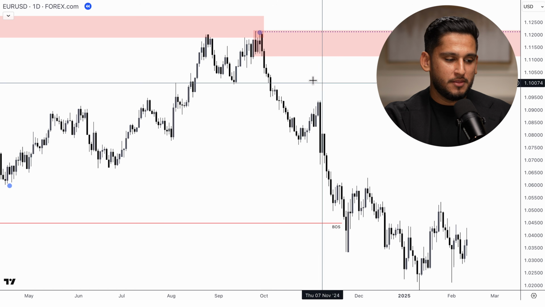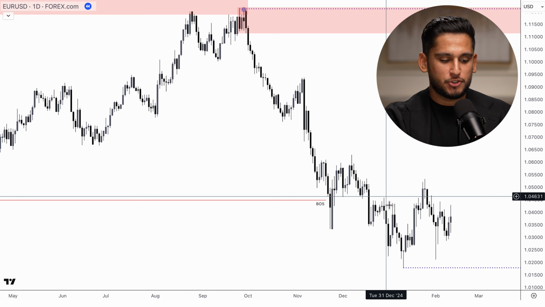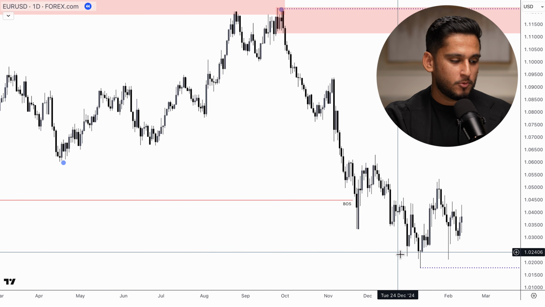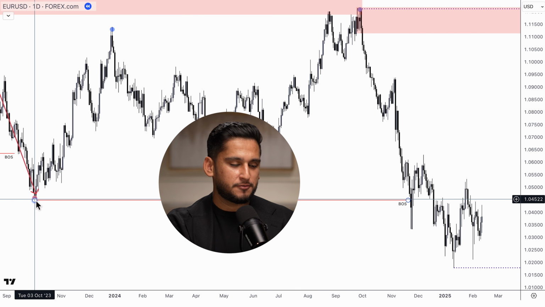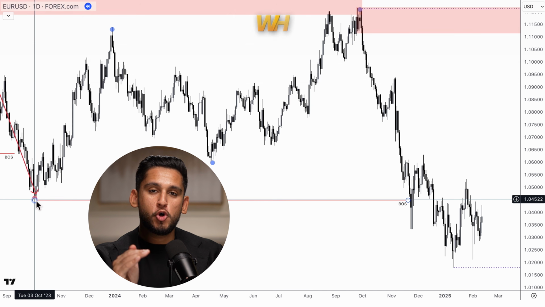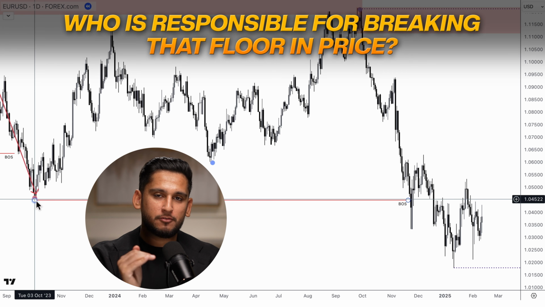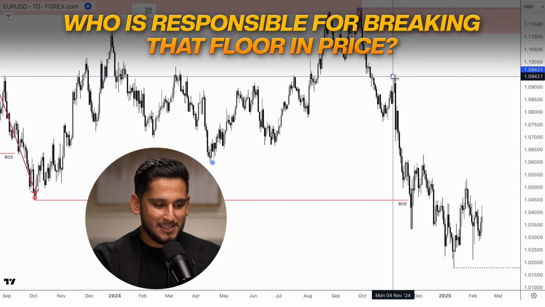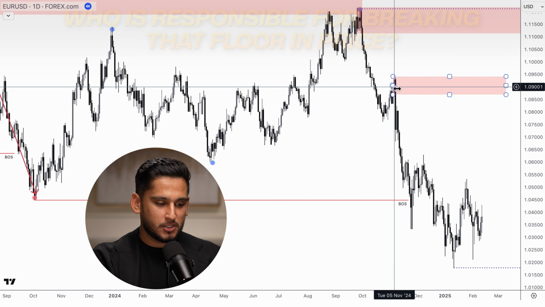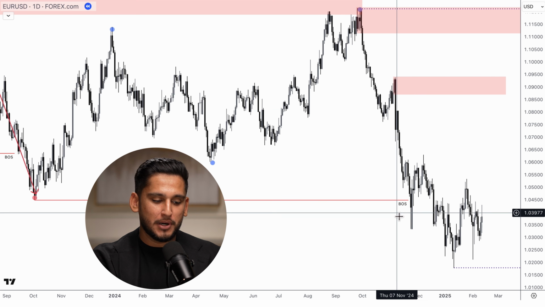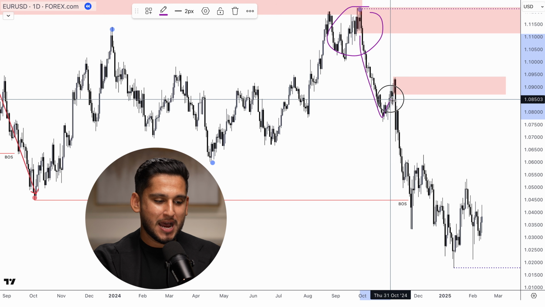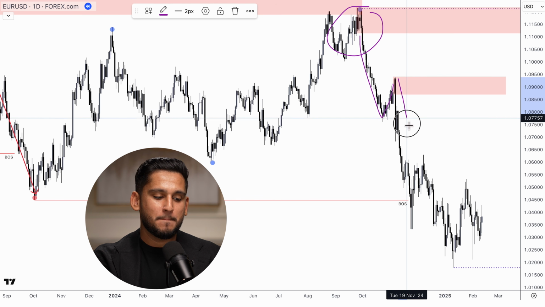Now we also need to think, this one started the move and made the eventual low, but where was the real impact? Where was the real break of structure? Well, we look left and say, this was the last floor in price. Price couldn't break here. Who is responsible for breaking that floor in price? We look at price and we say, the only people responsible are these sellers right here, because these sellers are the ones that had the impact to break structure. So these guys started the move, gave a bit of a push, had a retracement. These guys made the damage.